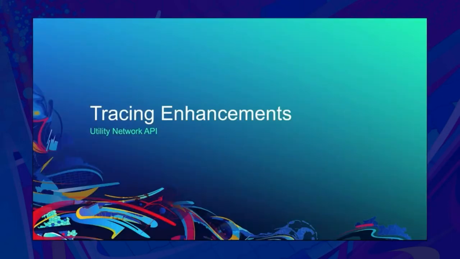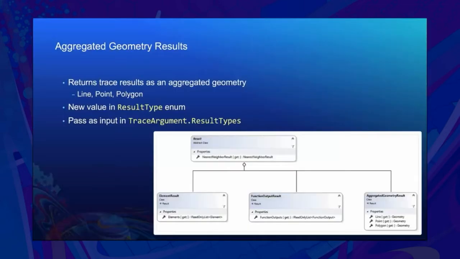We also made a number of tracing enhancements in the utility network over the past year. One of the most important of these is returning geometry, returning a graphic from your trace rather than a set of what could be thousands or tens of thousands of features. So the trace results are returned as what is called an aggregated geometry. Basically, it's a multi-part shape where we take all of the lines that are in the result, all of the points that are in the result, and all of the polygons in the result and return one shape for each of those.